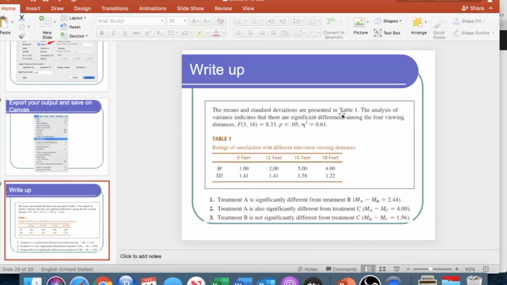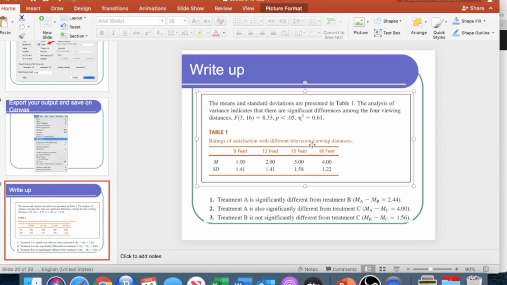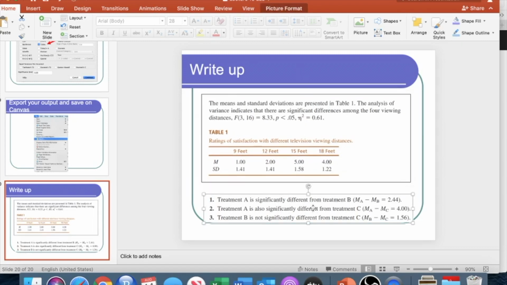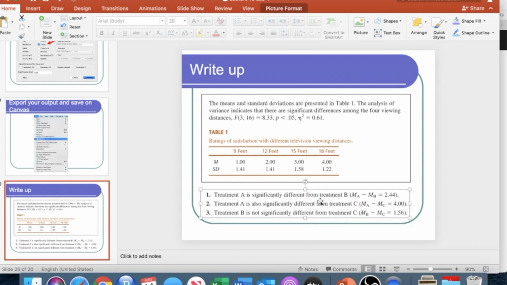Okay, so I want you to write up similar to this. So we can't do post hoc tests. So we didn't do any post hoc tests, so you don't have to do this. So you just need to write the means and standard deviations are presented in Table 1 and show Table 1.